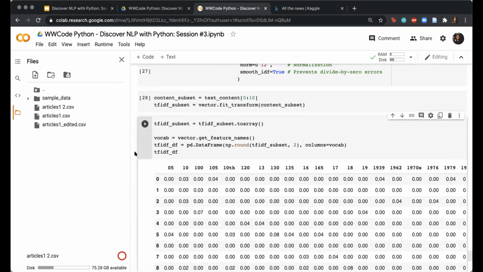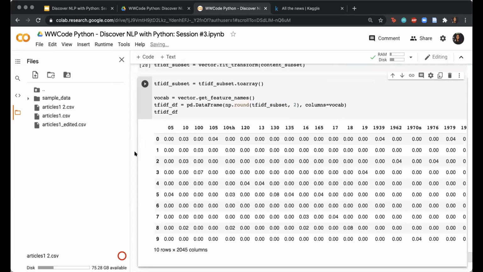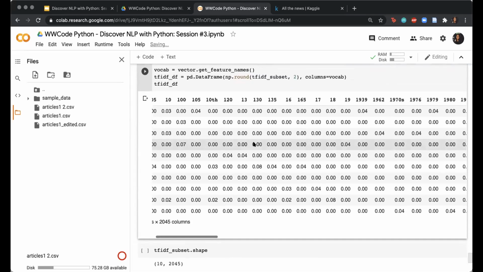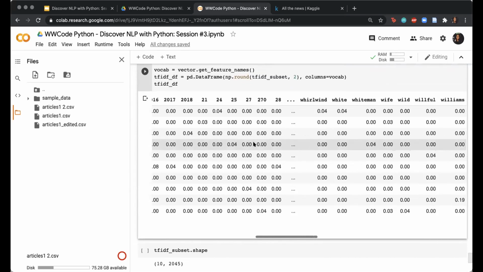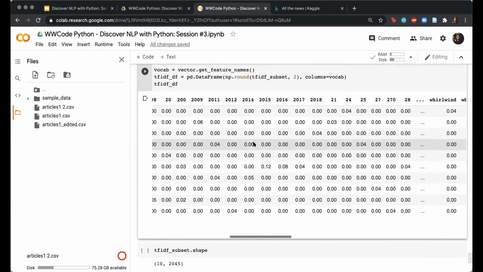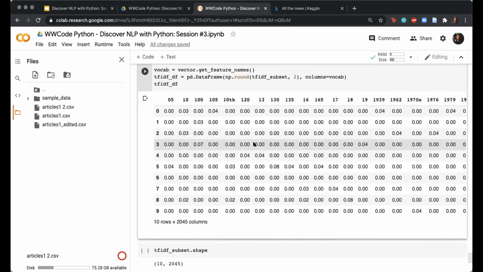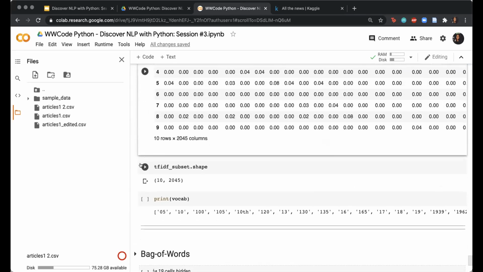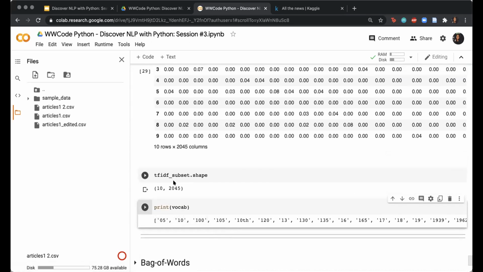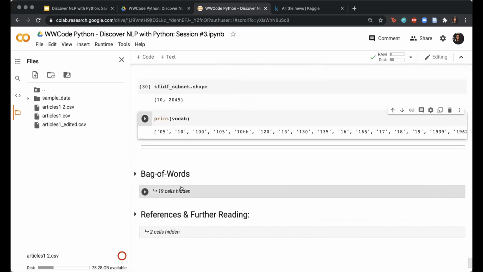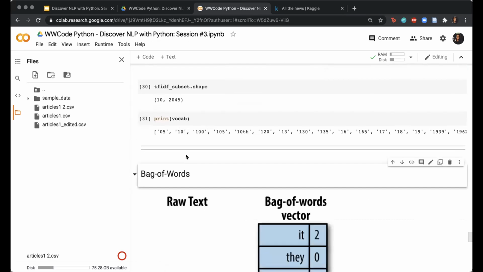our content subset, the column that we are going to process. So let's see how that looks like. These are the numbers. These are the TF-IDF scores for each of the unique words that we have displayed here. So that's how the data would be sent to the algorithm now. It's not text anymore, and it's easy to process. To check the shape, you can run the shape property here, and you can see the vocabulary.